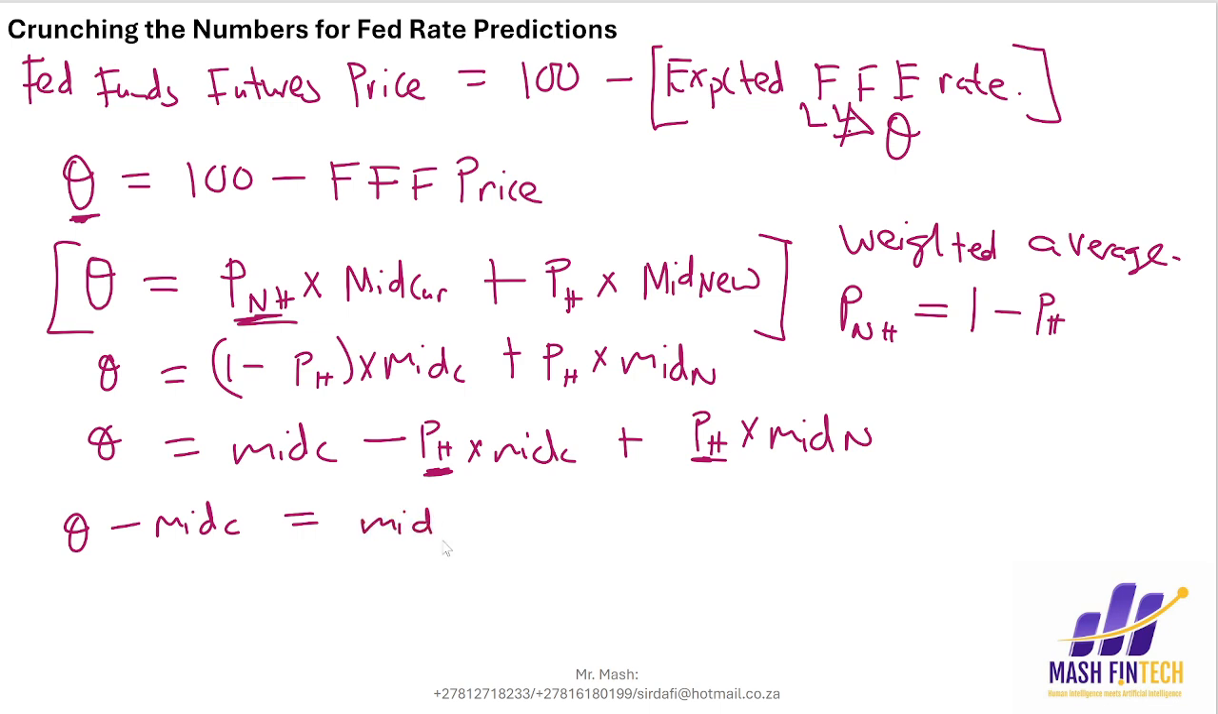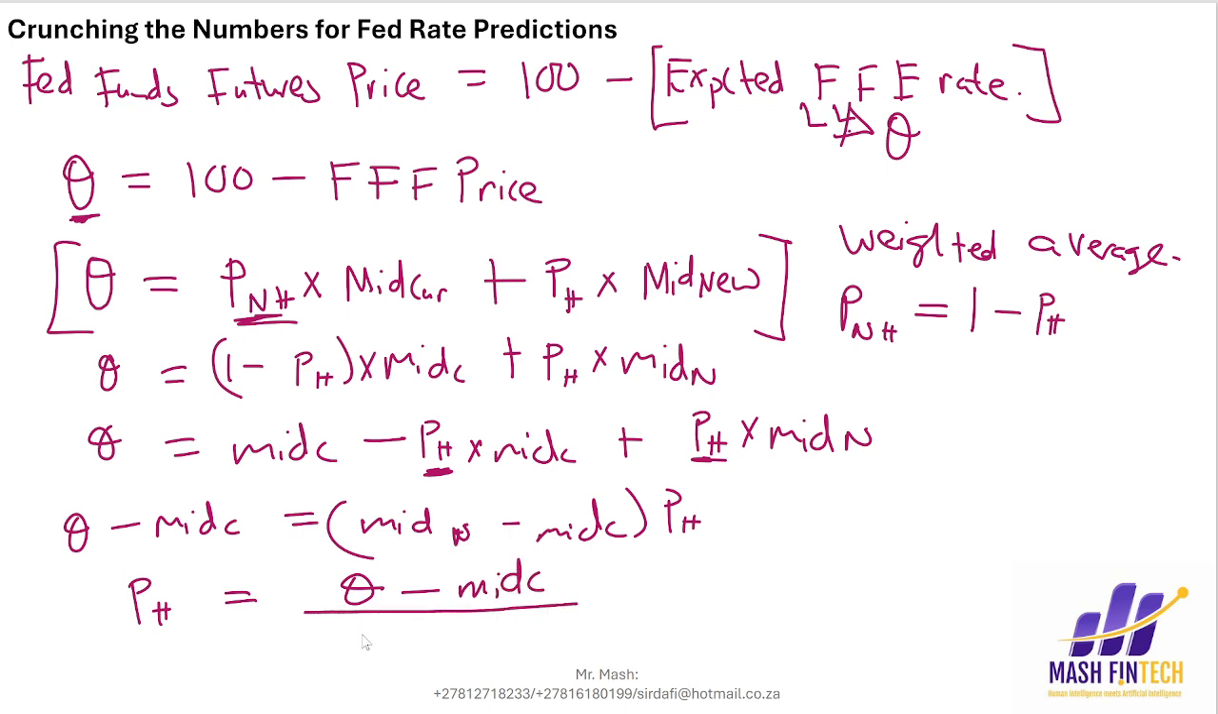You have the midpoint of the new range, because it's a hike here, minus the midpoint of the current. You factor out the probability of a hike. So the probability of a hike would then be equal to, you divide both sides by this. Probability of a hike is theta, the effective federal funds rate, minus the midpoint of the current range, divided by the midpoint of the new range minus the midpoint of the current. If you want to change this to a percentage, you just multiply the answer you get here by 100%.